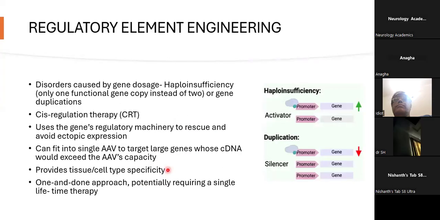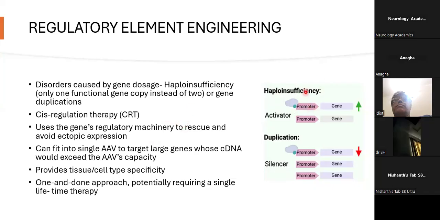Another modality of genetic therapy that is coming up is regulatory element engineering. So here this does not act on the gene, but acts on the promoter that decides the transcription of the gene. So this can be used in disorders caused by the gene dosage. That is in case of haploinsufficiency or gene duplication. This therapy is known as cis regulation therapy and uses the gene's regulatory machinery to rescue and avoid ectopic expression.